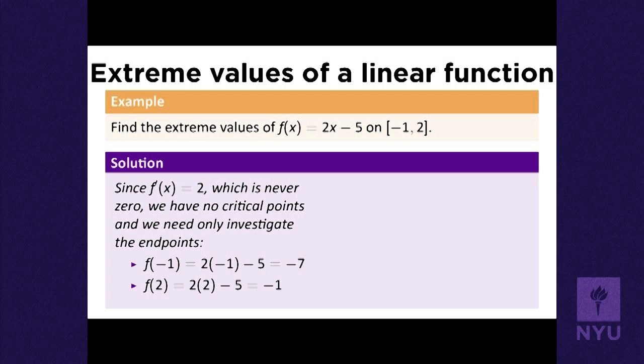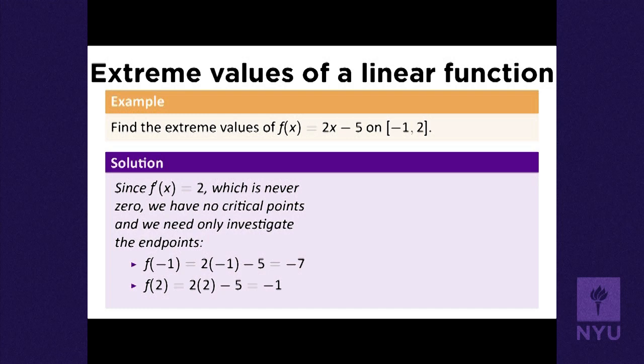We need to evaluate f at the left endpoint, negative 1, and the right endpoint, positive 2. 2 times negative 1 minus 5 is negative 7. 2 times 2 minus 5 is negative 1. Okay, so where's the maximum value? Maximum value is negative 1. And the minimum value is negative 7.